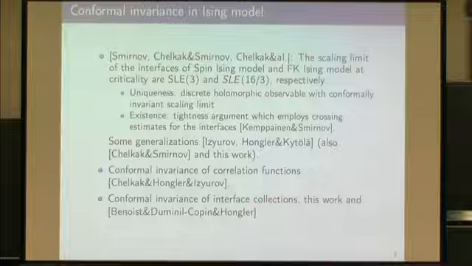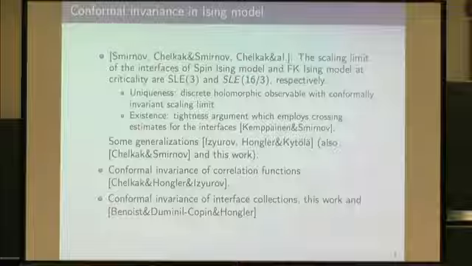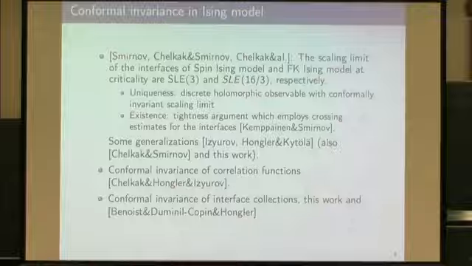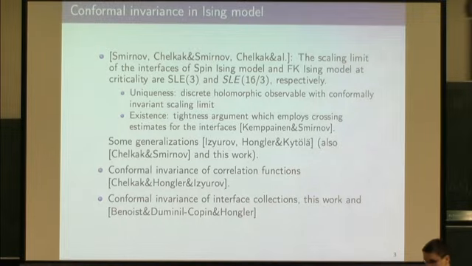But then there are of course other types of results on conformal invariance. So already it was mentioned this correlation functions result by Chelkak and others. And then you can also consider collections of these interfaces. So try to describe an infinite collection of interfaces in the scaling limit. And this is the topic of this talk, and also it was mentioned yesterday, the work of Benoit and others on spin Ising model with free boundary conditions.